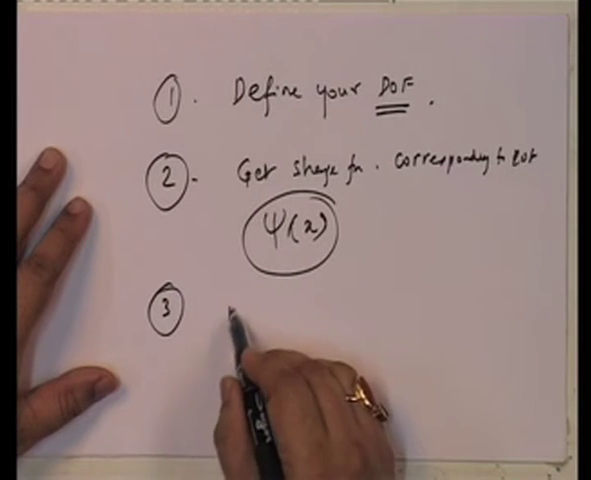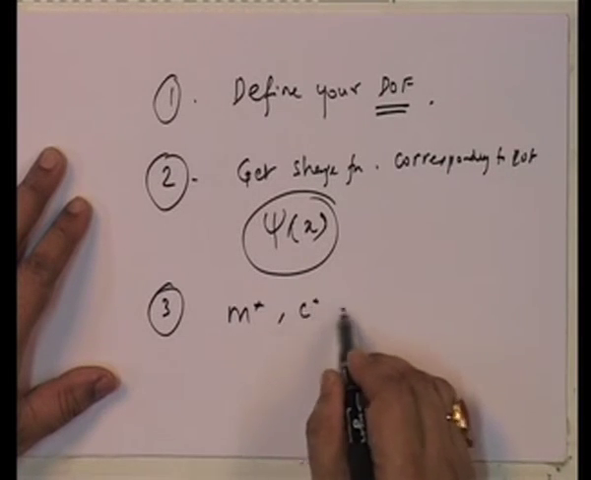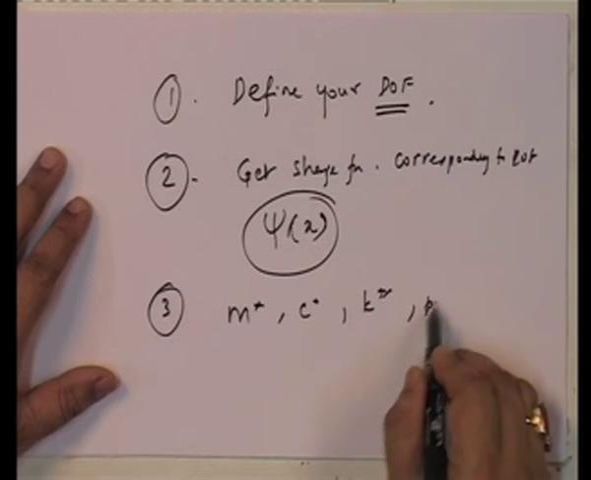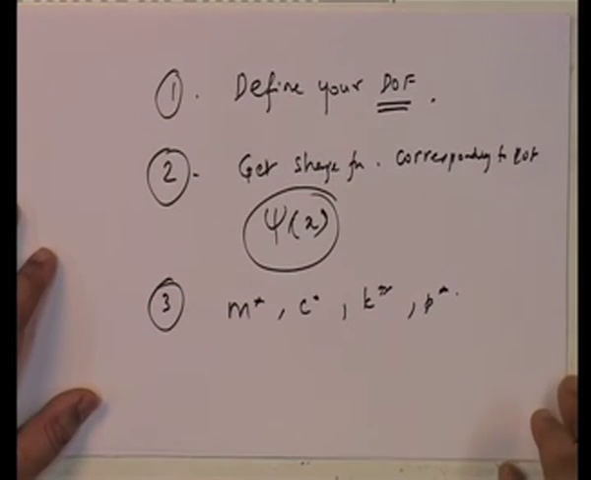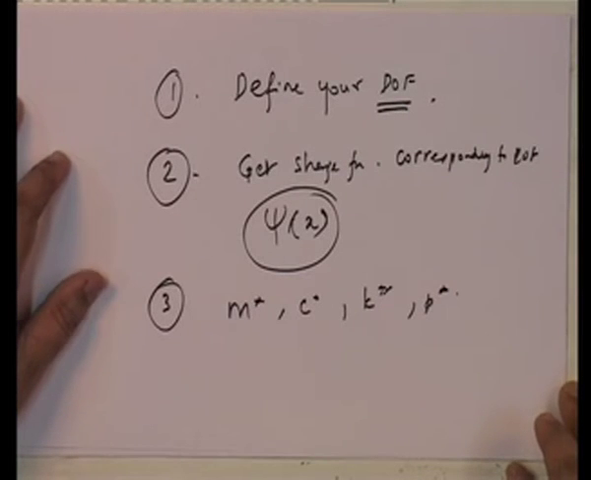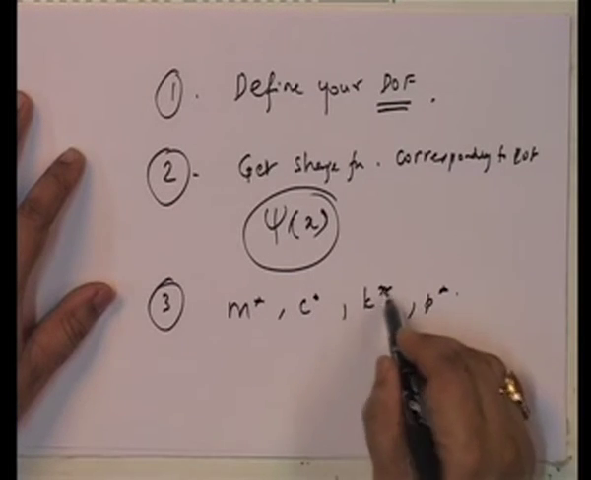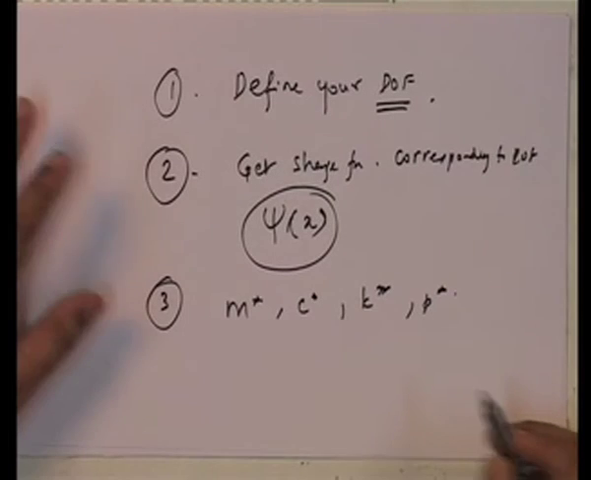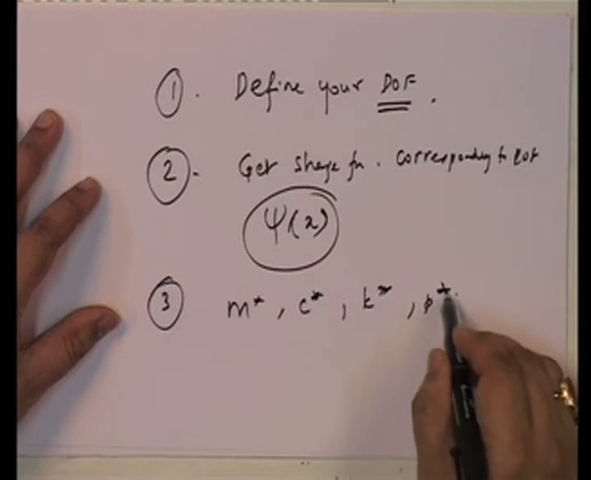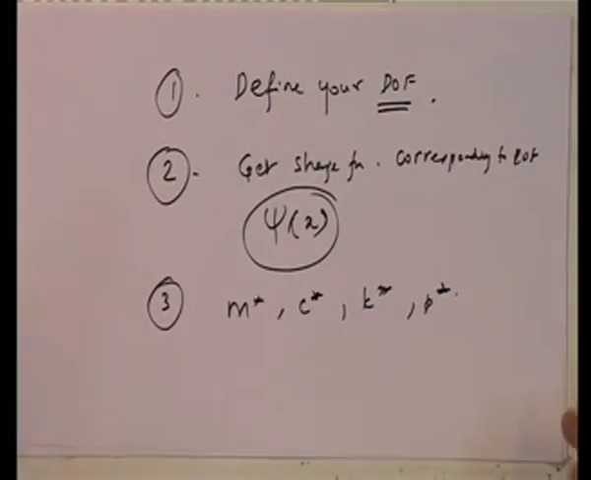Third, get m star, c star, k star and p star. Now, you can get it from first principles, or you can get it from the formula that I have given you. I would prefer you to solve it from first principles, purely because it makes it that much easier for you to understand. Use the principle of virtual displacement and get your m star.